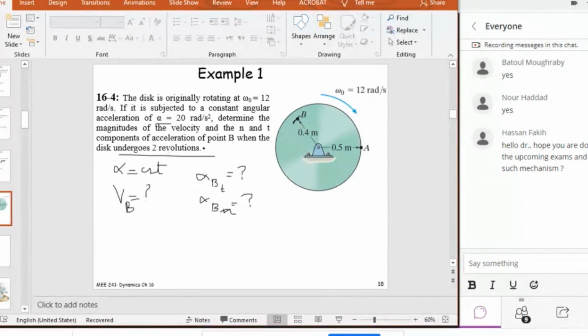What are these 2 revolutions, guys? Is it the time? Or is it what? Who can tell me, guys? What are these 2 revolutions? It is theta. Perfect, Abbas. Yes. So theta is equal to 2 revolutions, which means it's equal to 2 times 2 pi radians. It's 4 pi radians.